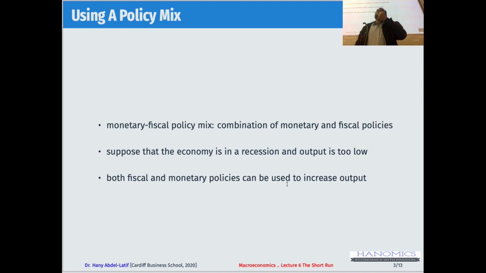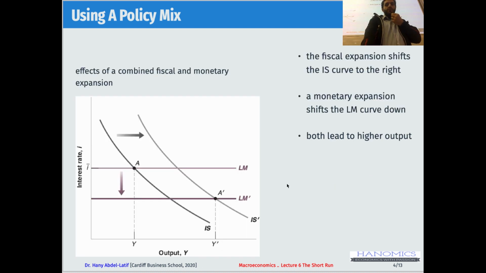So the other scenario now is when we use a policy mix. Do we have to use fiscal policy and monetary policy separately or in an independent way? No. There could be a policy mix where you can actually use both together.